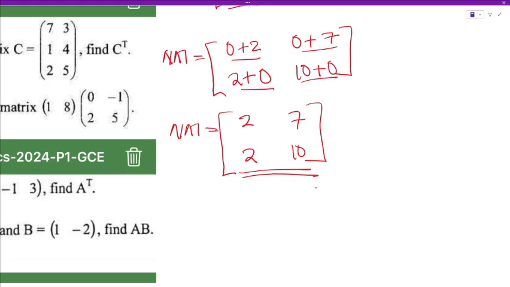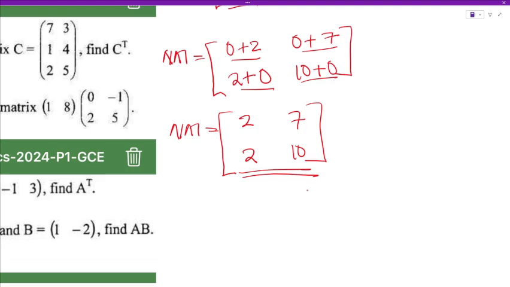Okay, so here is another thing you need to take note of. When you're multiplying 2 by 2 matrices, your answer should also be a 2 by 2 matrix.